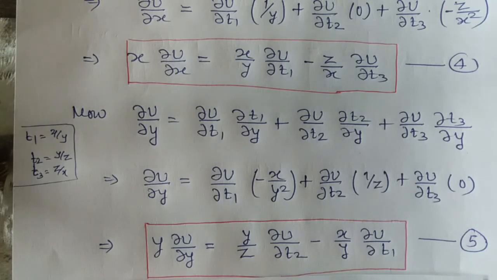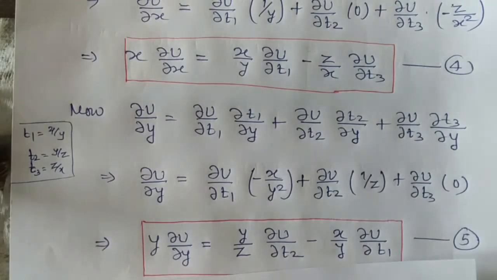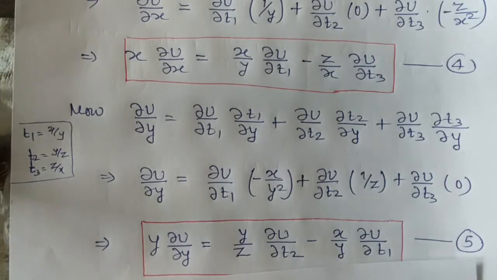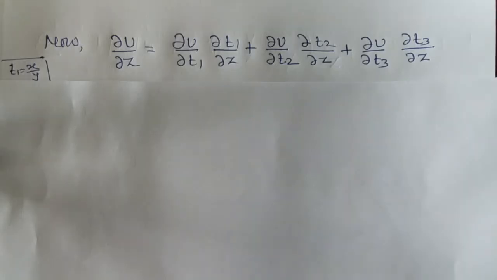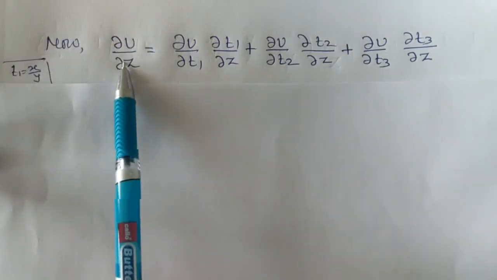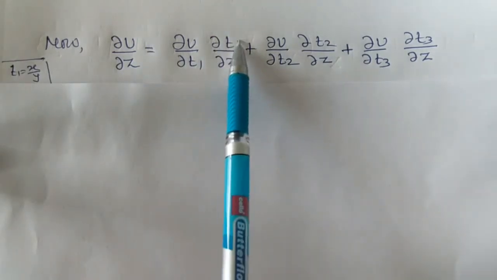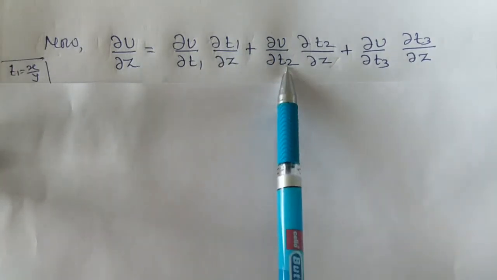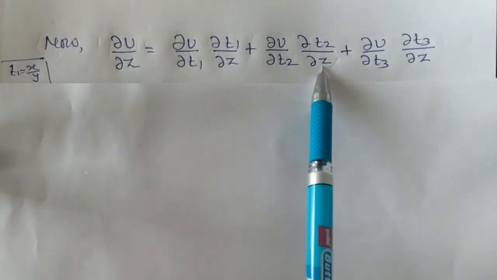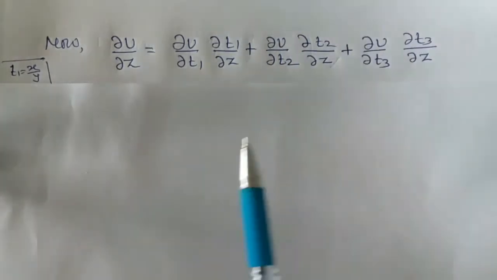Now we find del u by del z, partial derivative of u with respect to z. But u is function of t1, t2, t3 and t1, t2, t3 are function of x, y, z. So to find del u by del z, we use total derivative. We get del u by del z, partial derivative of u with respect to z is del u by del t1 into del t1 by del z plus del u by del t2 into del t2 by del z plus del u by del t3 into del t3 by del z.